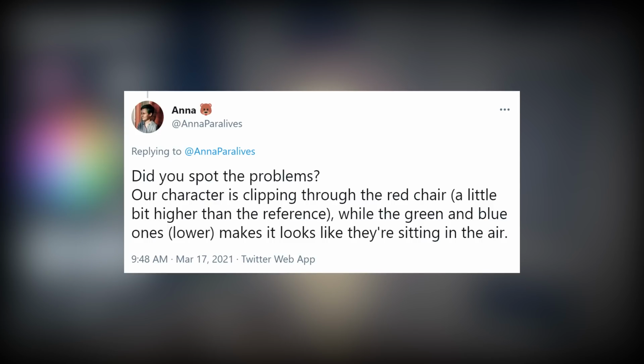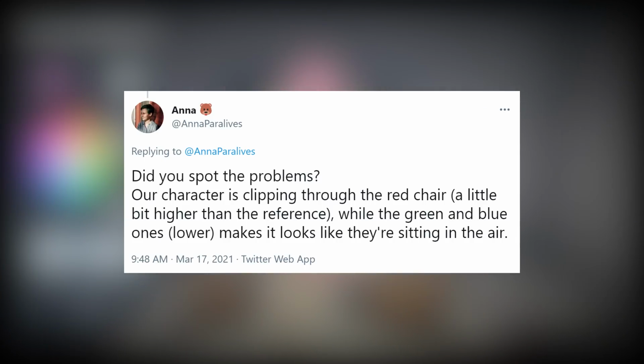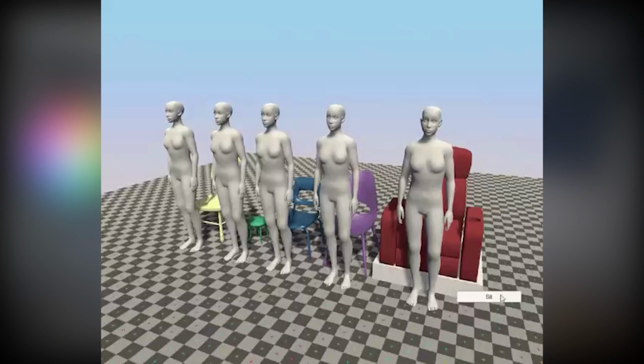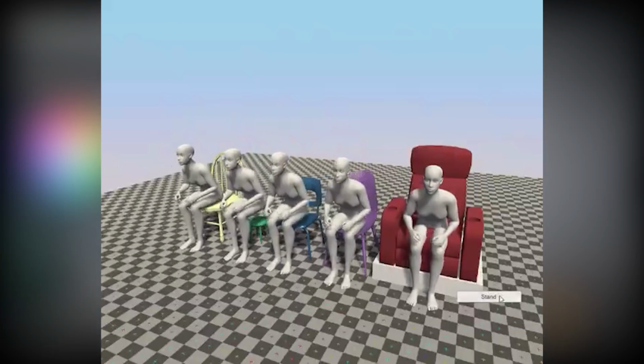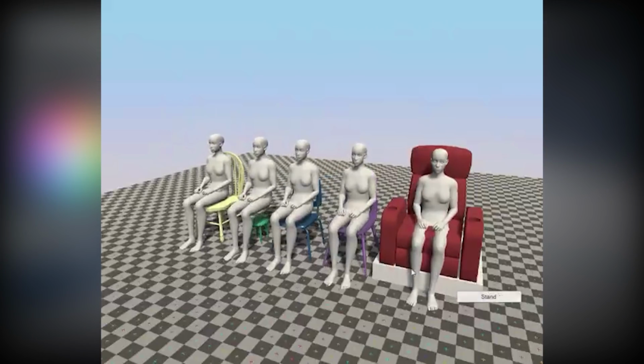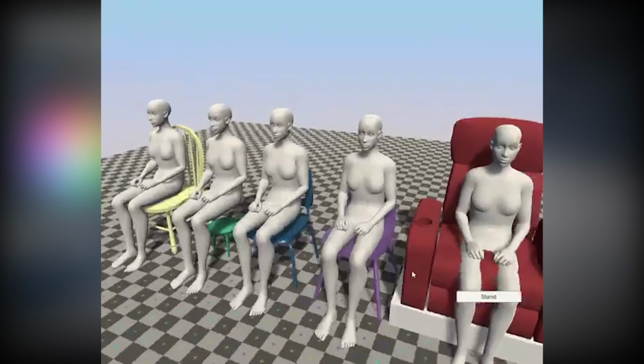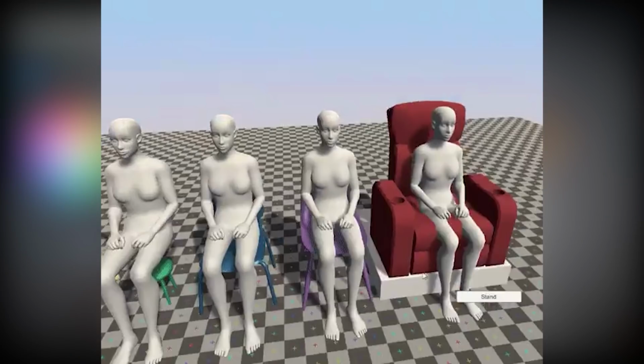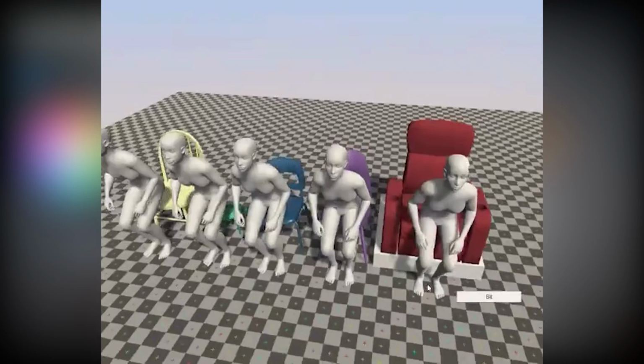Did you spot the problems? Our character is clipping through the red chair, which is a little bit higher than the reference, while the green and blue ones are lower, which makes it look like they're sitting in the air. See, I didn't even notice that. I literally didn't even notice that. I thought all those other chairs that aren't the red chair were the same height, but now after taking a closer look at it, the blue and green ones are lower. So it looks like they're just floating in the air. So new animations have to be made for all of these.